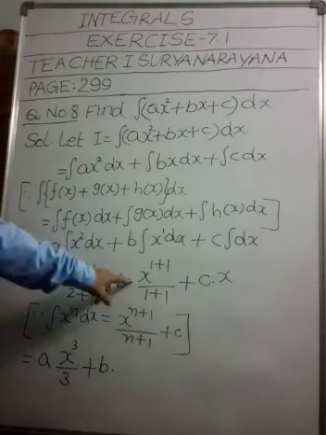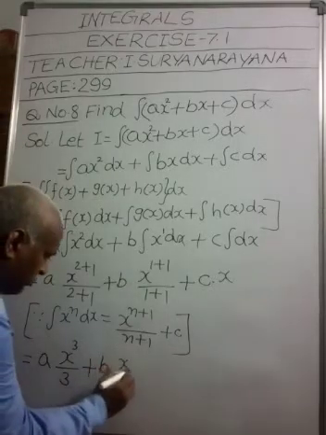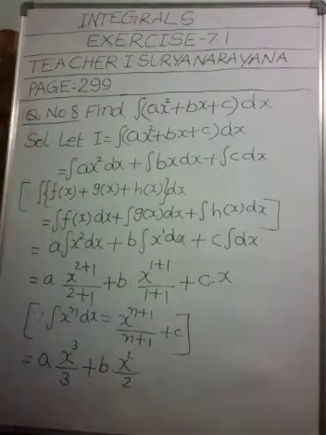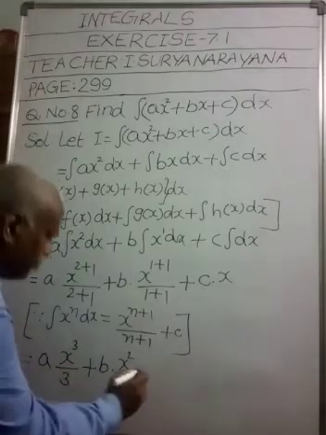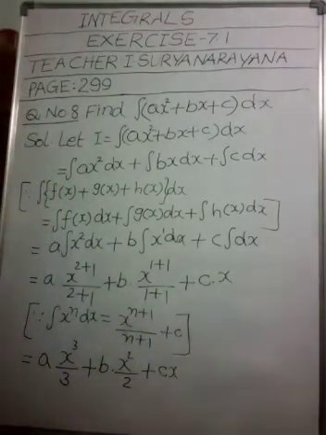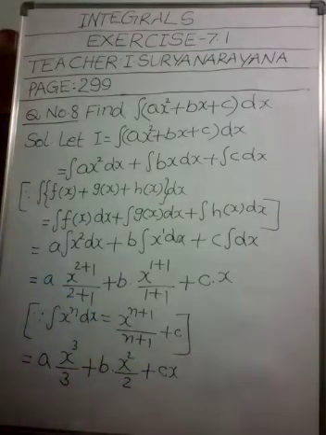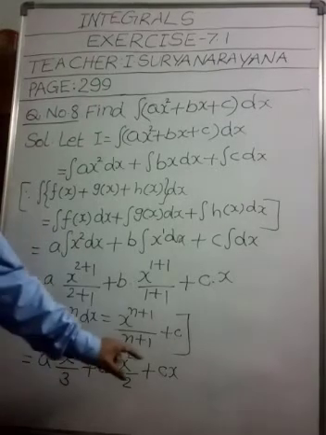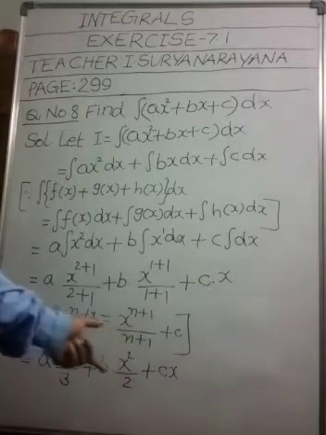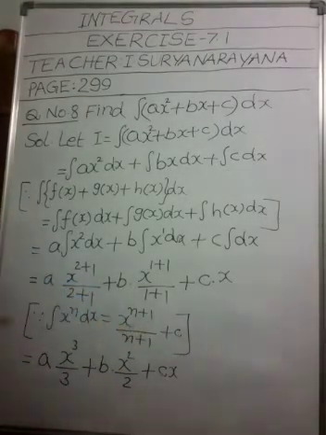b into, what will you get? X power 2. That is x square by 2 plus c into x. That is over. Already c is there, so we have to take another arbitrary constant, the constant of integration. Integration part is over. Simplification part is also over. Every term is simplified. Okay, my children?